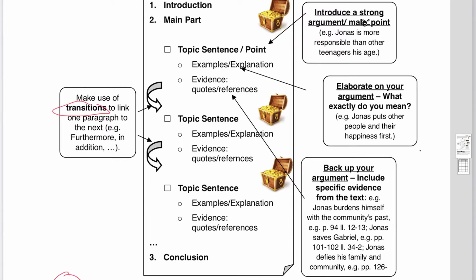Okay, I hope you've more or less understood how this works. Before you are actually going to do it, we will do one more practice to show you what actually is an argument, what is the explanation, and what is evidence. And I will use a different part of text for that.